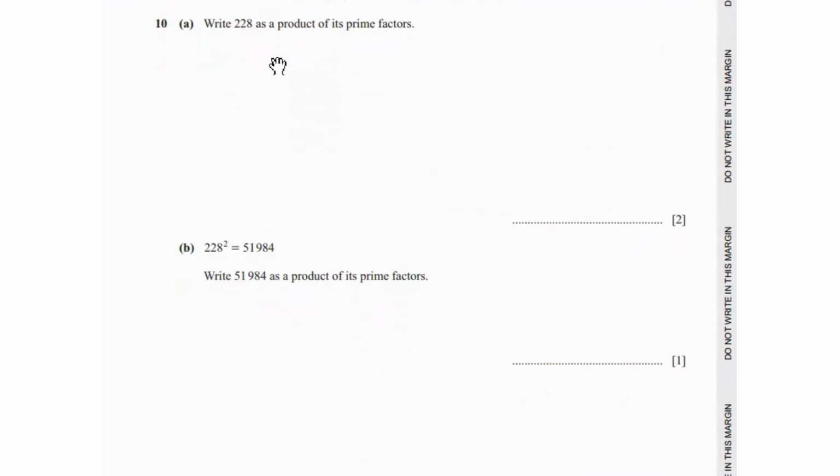Then it says write 228 as a product of its prime factors. For this, you can draw the factor tree. 228 is divisible by 2, so that's going to be 114 over here. 114 can also be divided by 2, that is 57.